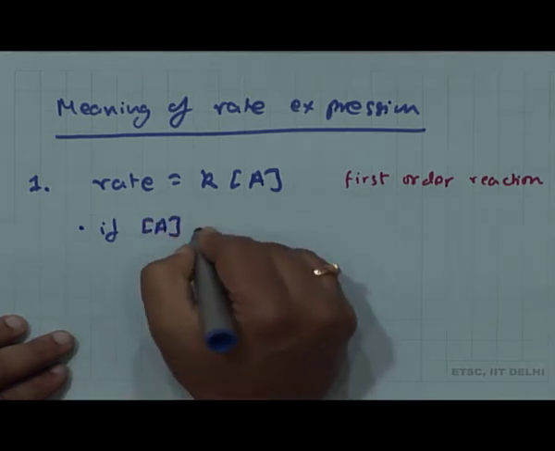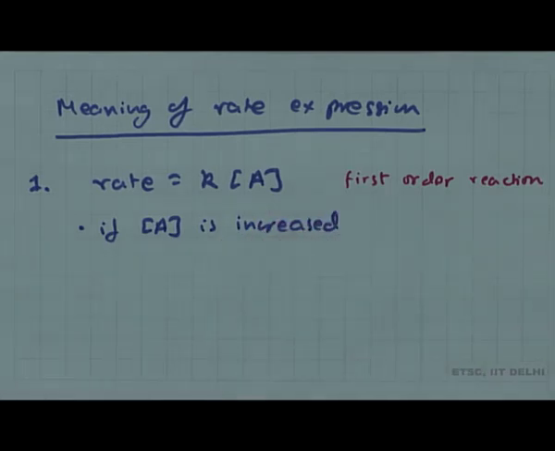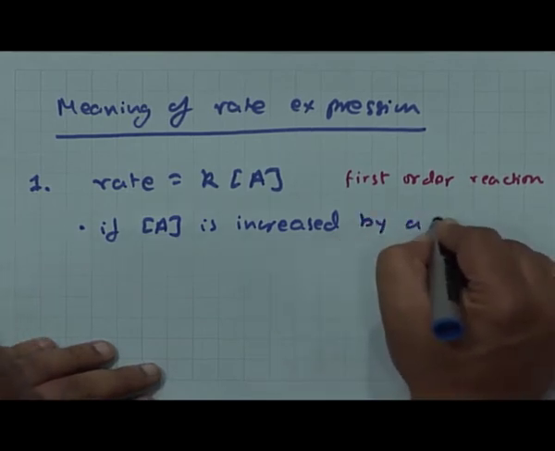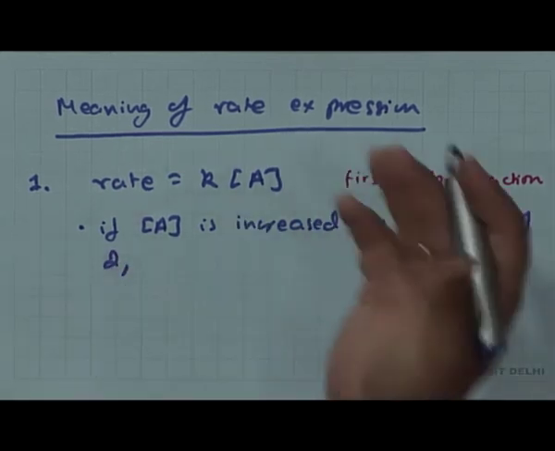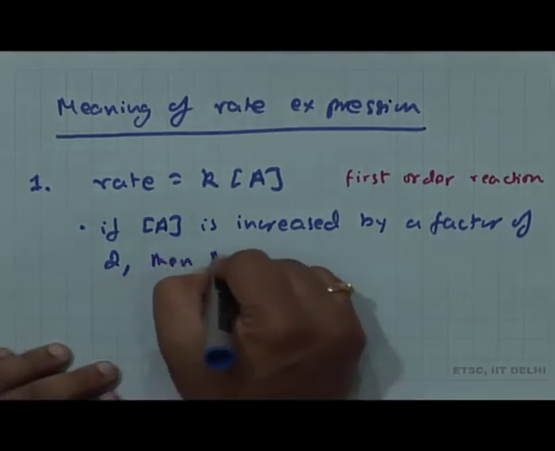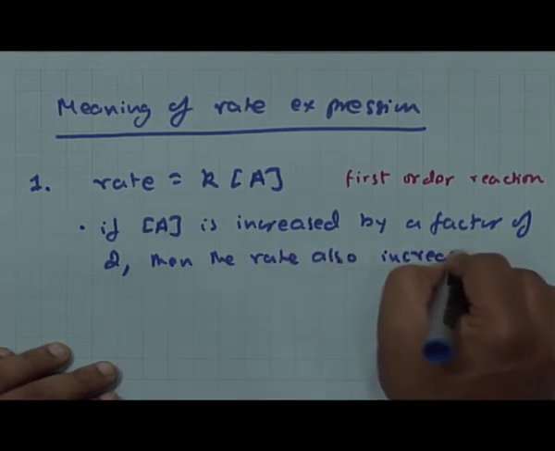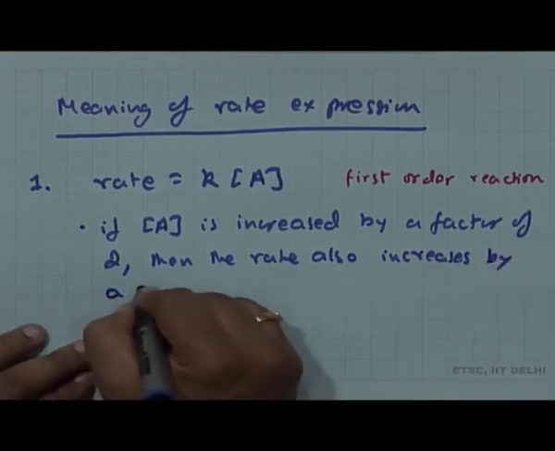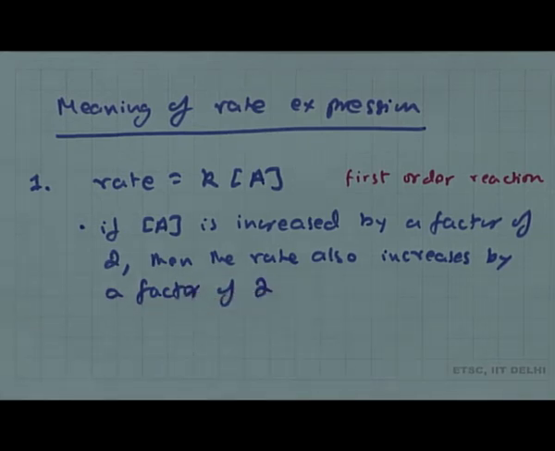In a first order reaction, if the concentration of A is increased by a factor of 2, then the rate also increases by a factor of 2. Straightforward, right? Rate is equal to K times A. So, increase concentration A 2 times, the rate also increases 2 times.